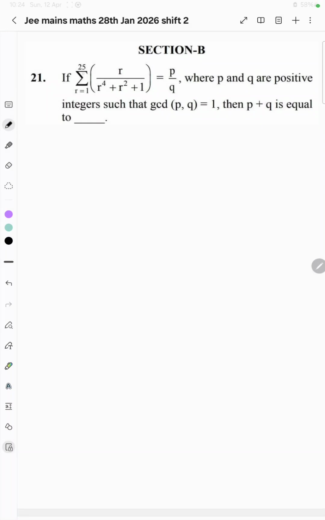Sigma r equal to 1 to 25 of r by r power 4 plus r square plus 1 is equal to p by q, where p and q are two positive integers such that their GCD is 1. Then we should find p plus q only. Okay, observe this first of all.